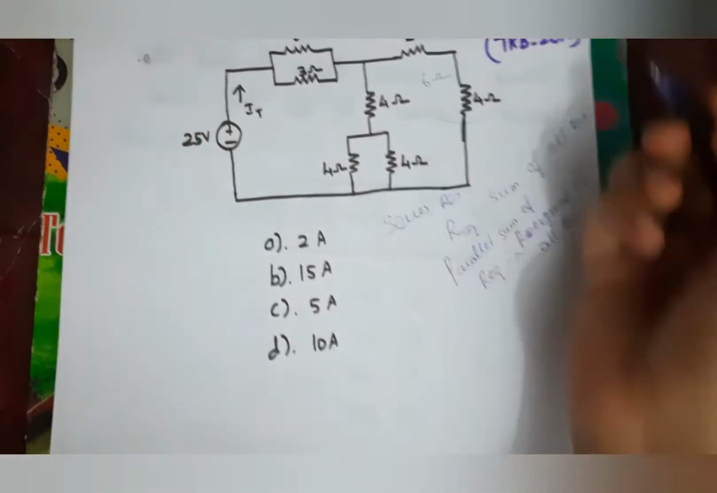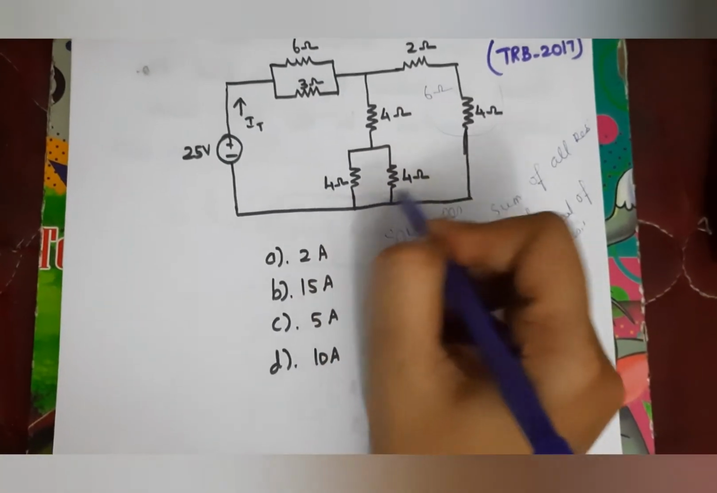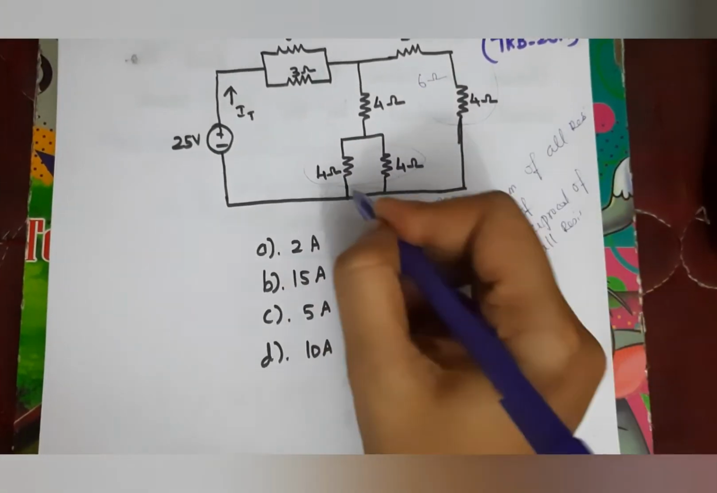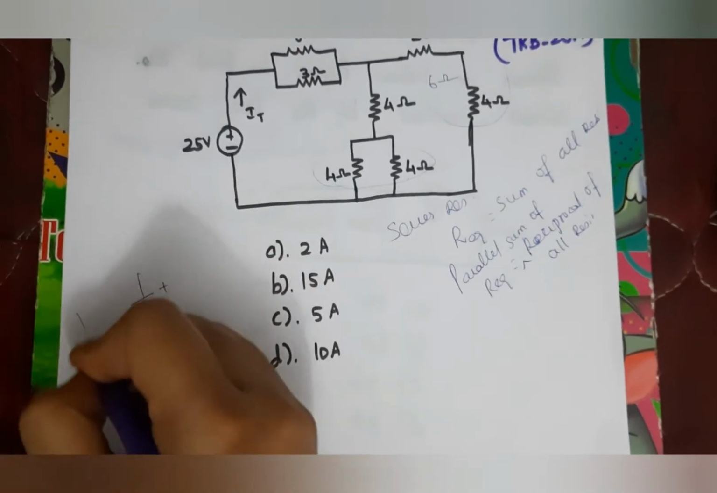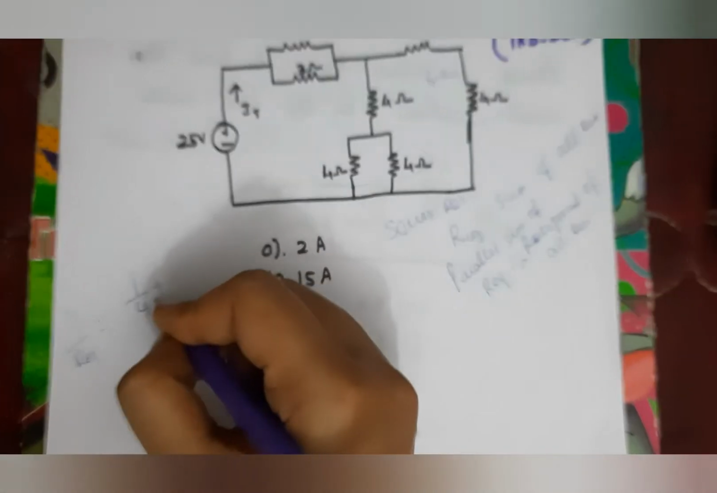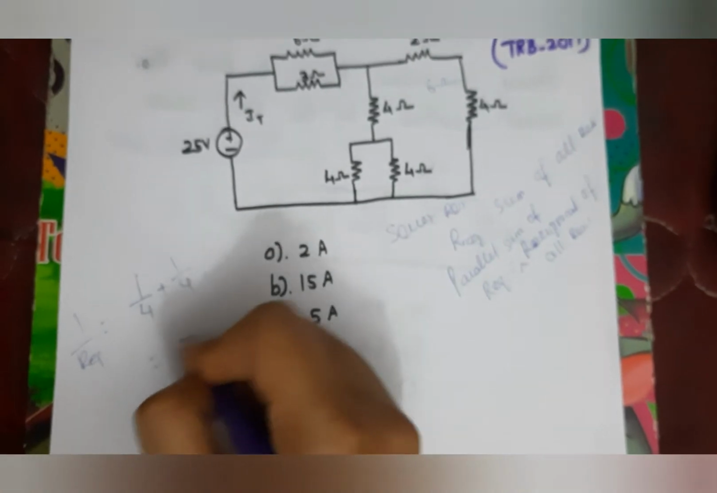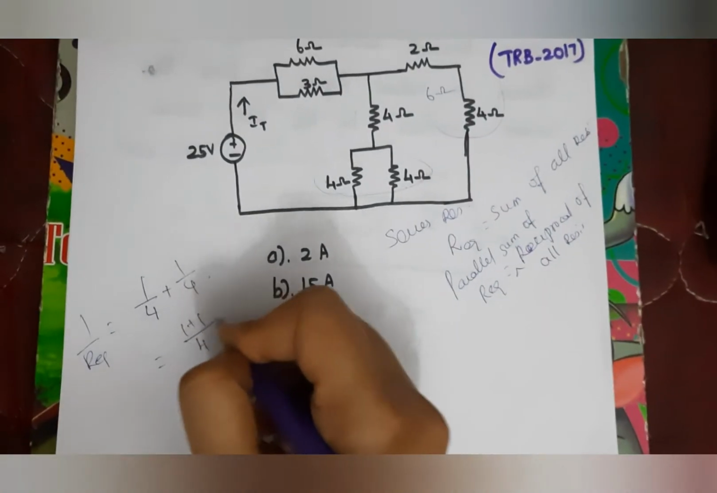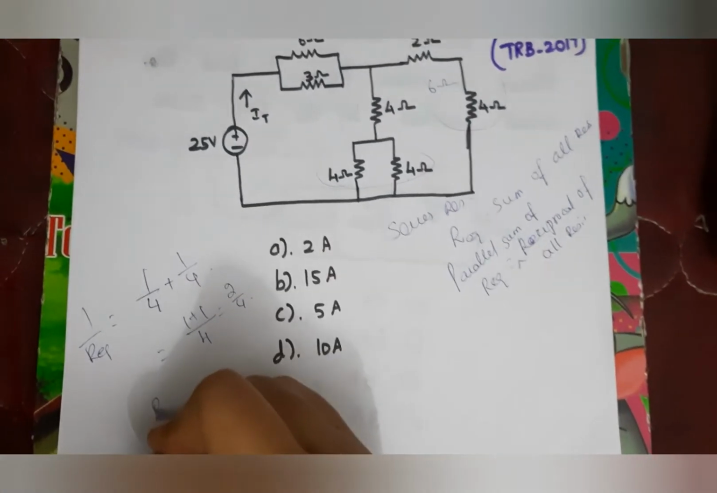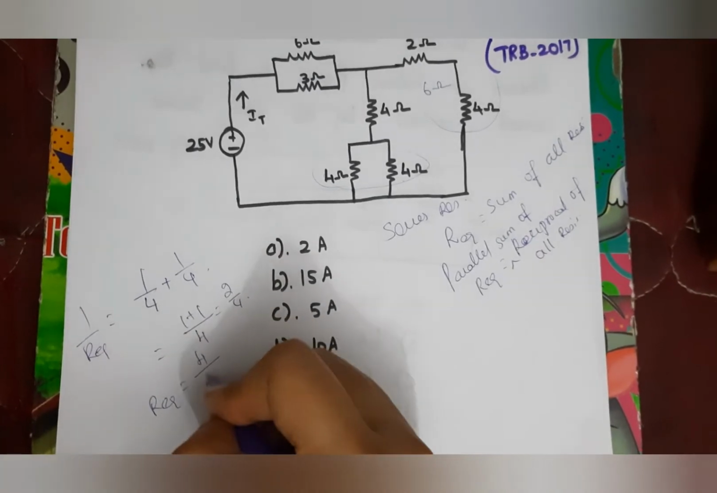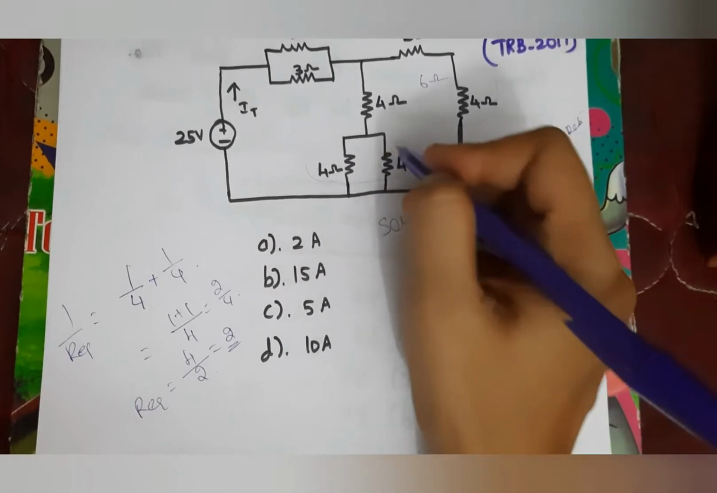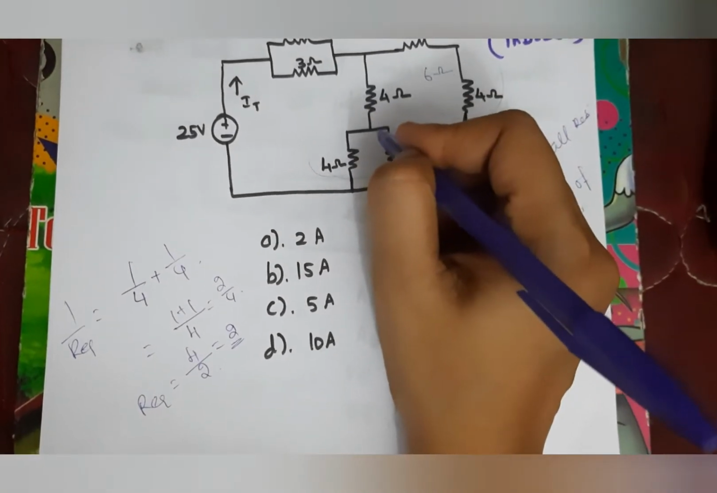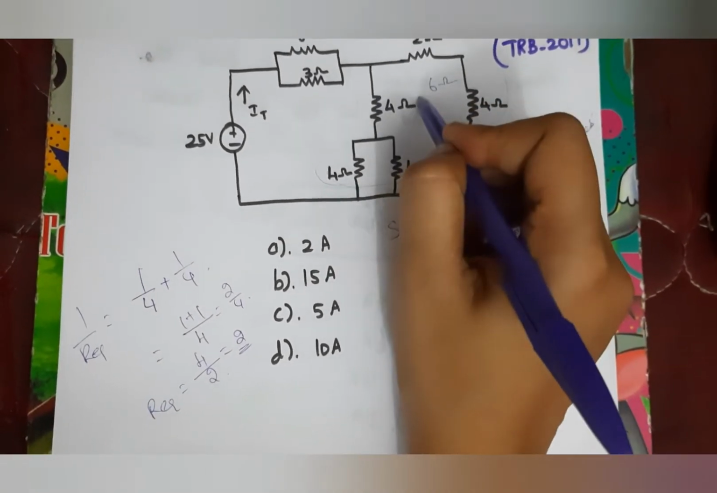6 ohm and this is a parallel connection, so we have to find the reciprocal of that value. 1 by R equivalent is equal to 1 by 4 plus 1 by 4, that is 1 plus 1, 2 by 4. So R equivalent is equal to 4 by 2, that is 2. So this resistance becomes 2 ohm in series connection with this 4 ohm.